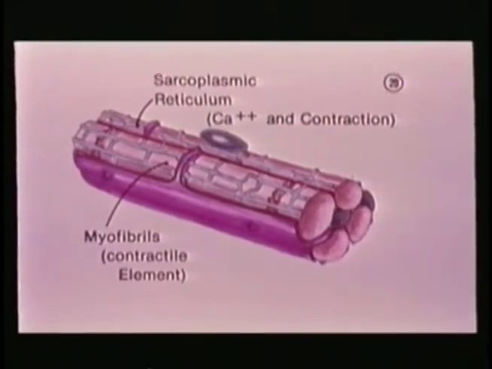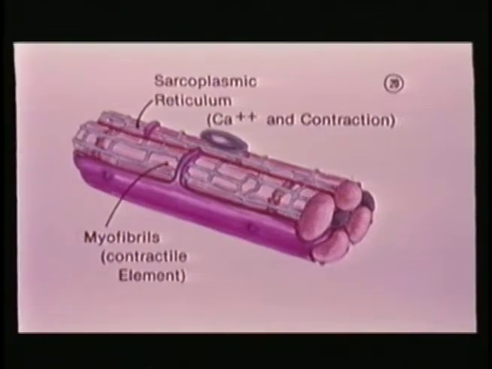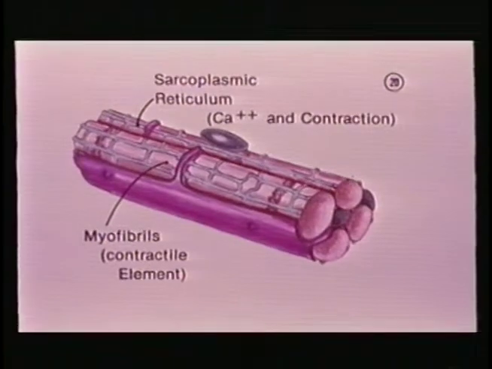Slide 20. Abutted against the T-tubule is a complex tubular network, the sarcoplasmic reticulum. The sarcoplasmic reticulum, which surrounds the contractile elements, the fibrils or myofibrils, acts as a sink and perhaps a source of calcium for the myofibrils and is involved in initiating and terminating contraction.